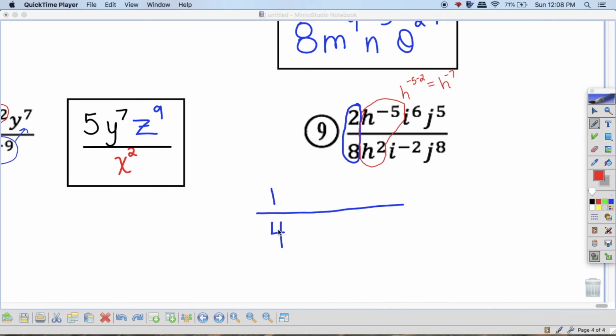Negative 7. That tells me that that's going to be h to the positive 7 on the bottom. The other way you could have done that is taken this negative 5, moved it to the bottom, and know that there would be 7 h's being multiplied on the bottom now. Okay, so you could subtract 6, subtract negative 2, or I could take this negative 2 and move it to the top. And then how many i's are being multiplied on the top? I know that there are 8 i's being multiplied on the top now. And same thing, 6 subtract negative 2 is 8.